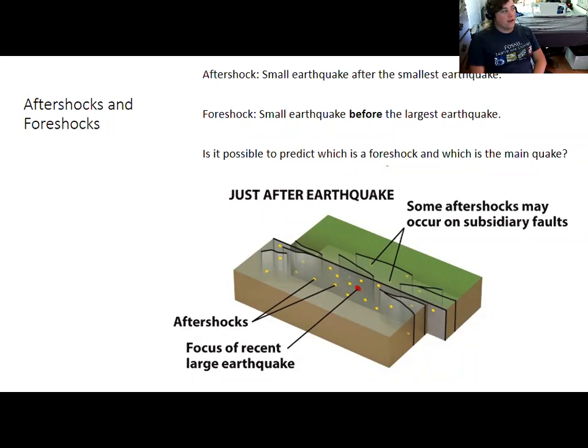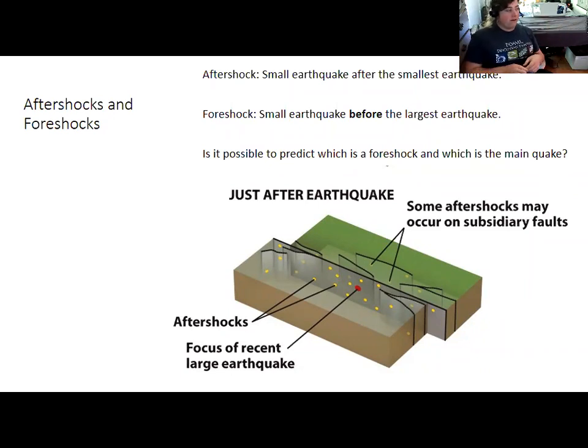If foreshocks are defined relative to which is the largest earthquake, can you know what the largest earthquake is before the whole sequence is done? No. Nope, we can't really predict foreshocks. If we get an earthquake, it might just be a small earthquake, or it might be a foreshock that precedes a larger earthquake, and that's a little scary in a way.